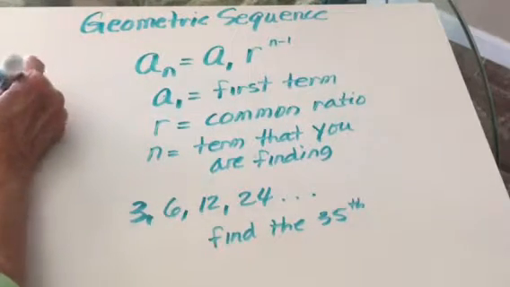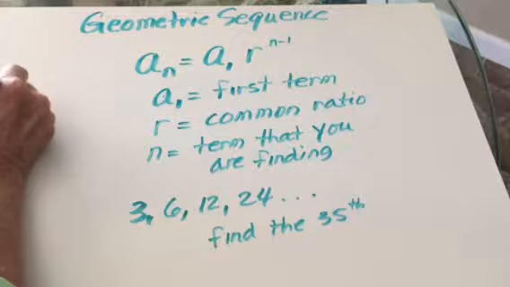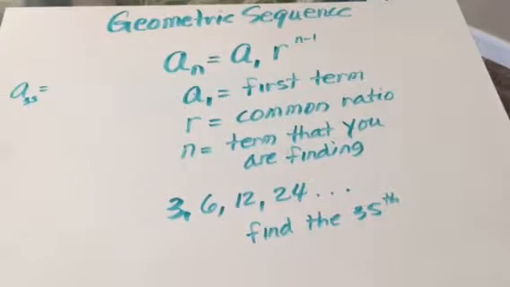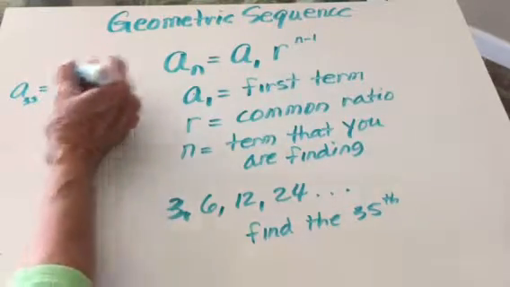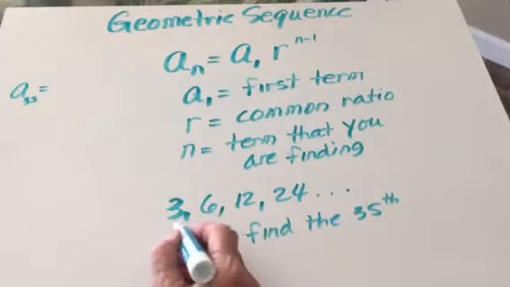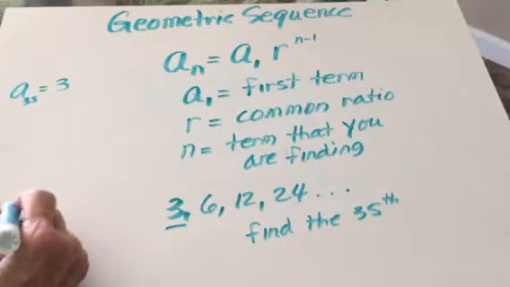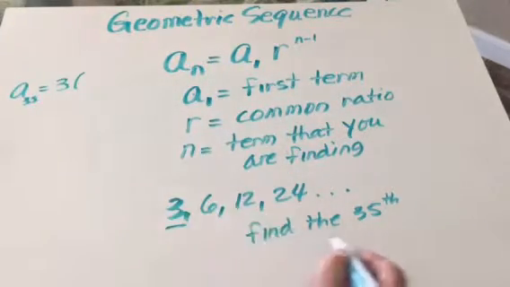I don't know. Let's see if I can find some room over here. All right, so I'm going to say a sub 35. I want to find the 35th term. Can you see that? No. All right, a sub 35 equals a sub 1. Well, what's a sub 1? It's 3, isn't it? 3 times the common ratio.